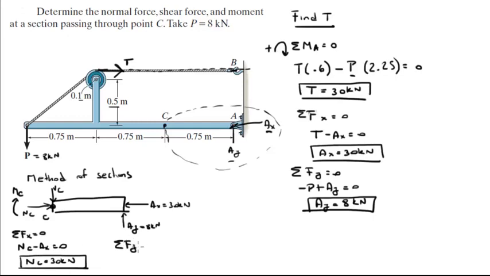Sum of the forces on the Y is equal to 0. In the Y we got the shear coming down, but we got AY coming up, and that is equal to 0. So the shear is equal to 8 kilonewtons.